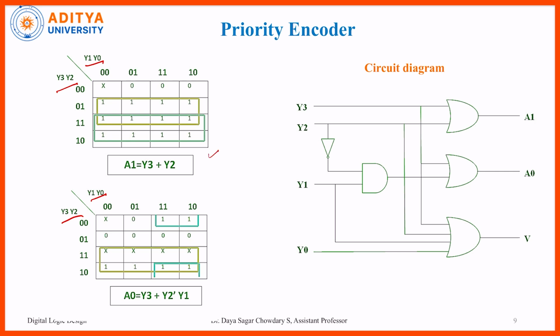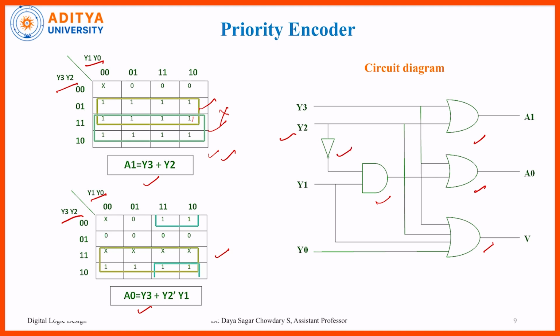According to the K-maps, we simply mark these ones, and if we group these 8 ones, because this depends on the don't care conditions, that is why these ones are represented. Finally we will get A1 equal to Y3 plus Y2, and likewise A0 equal to Y3 plus Y2 bar Y1. For this particular expression, we construct a circuit diagram. This contains OR gates, one AND gate, and one inverter gate.